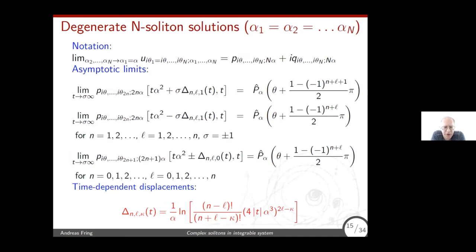So we even managed to do this for an N-particle solution. This is a long calculation, but we found a closed expression for the time delays, in this case for an N-Soliton solution, looking at the asymptotics. Yeah, so this is the closed expression here for a degenerate N-Soliton solution.